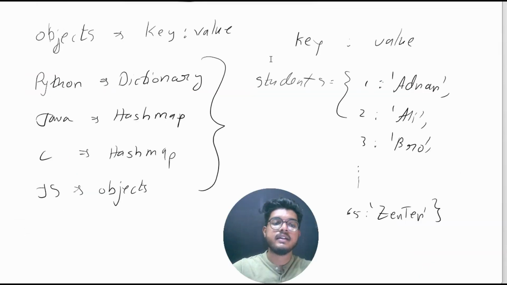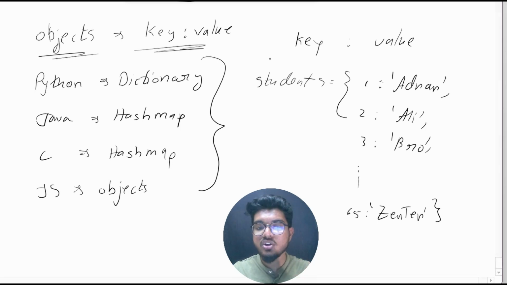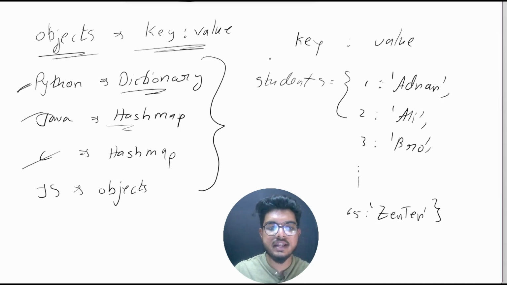Yes, everyone understand this. We have said that an object is nothing but key value pairs. The concept of object is present in all programming languages, but the terminology is different. In Python, it is known as a dictionary. In Java and C, it is known as a hash map. In JavaScript, it is known as an object.